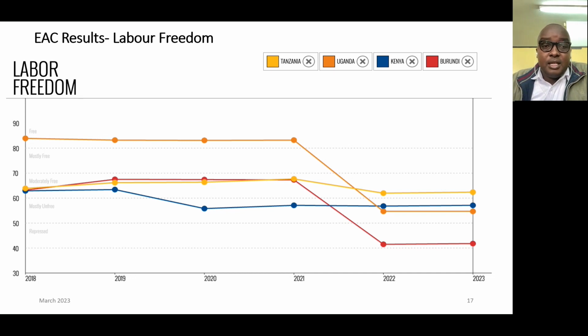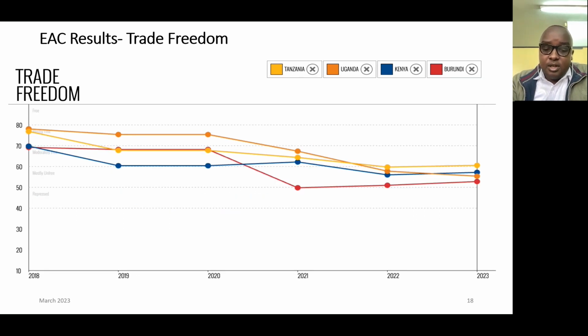Then, obviously, if you look at Uganda, which was free up to 2021, there was a regulation shift, and you can see the 2022 result is considered mostly unfree, and then obviously the 2023 result. So mostly these are regulations, like the employment and labor laws, changing them to conform to the conventional standards.